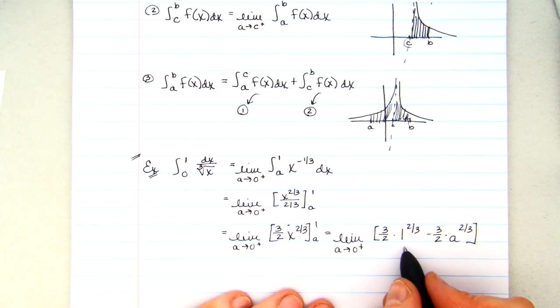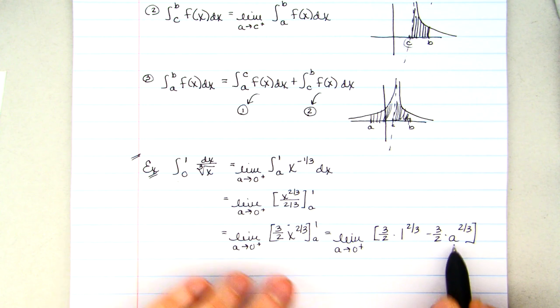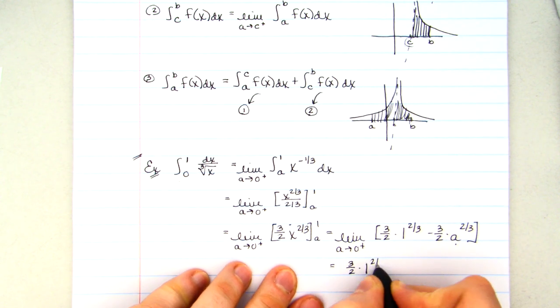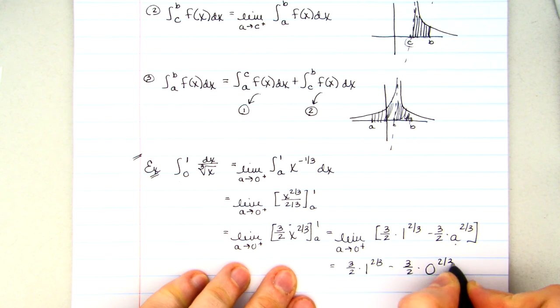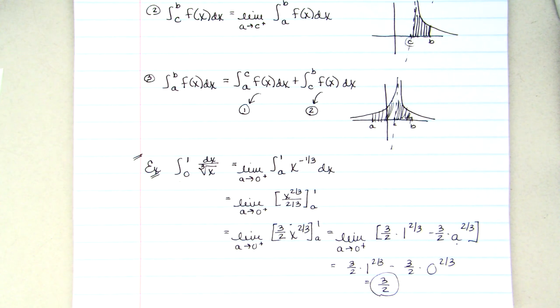Well, I can certainly handle doing 1 to the 2/3. Can I plug in 0 here? Absolutely I can. So this will give me 3/2 times 1 to the 2/3 minus 3/2 times 0 to the 2/3. That's just going to give me 3/2. I got a finite value for this integral. Let me show you two more.